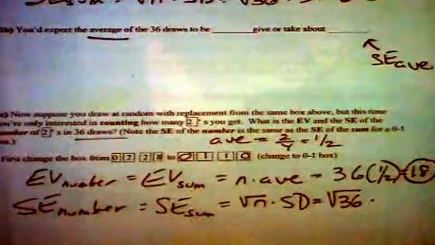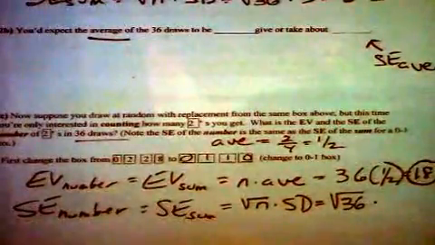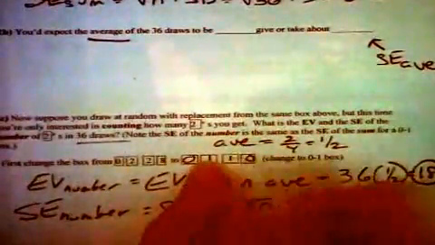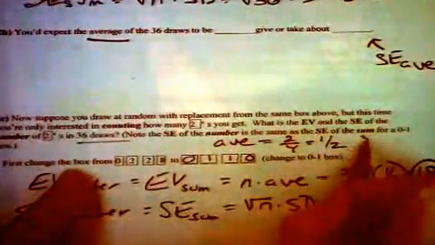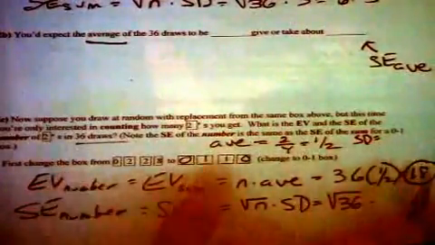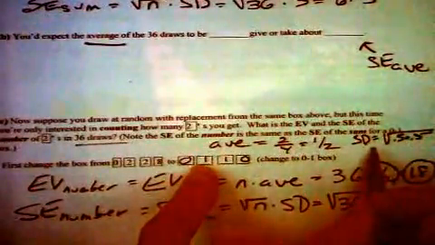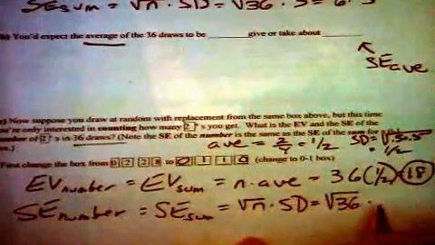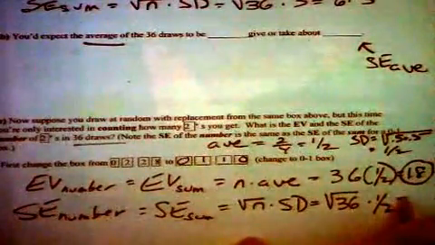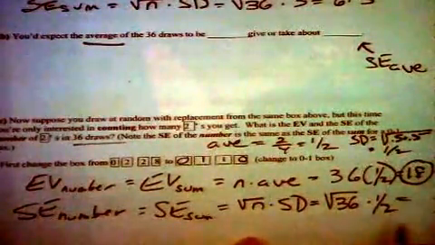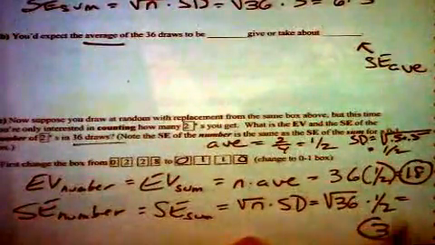Remember we talked about it? What's the biggest it can be? Half, yes. The standard deviation of this box is equal to the square root of 0.5 times 0.5, which is a half. All right, so it's times a half. So we get 6 times a half, and we get 3.